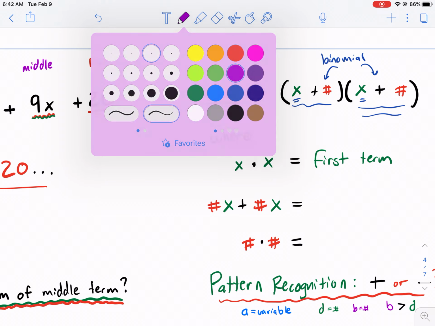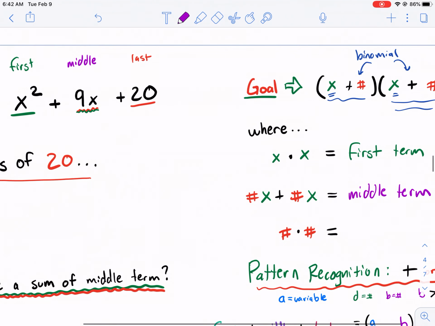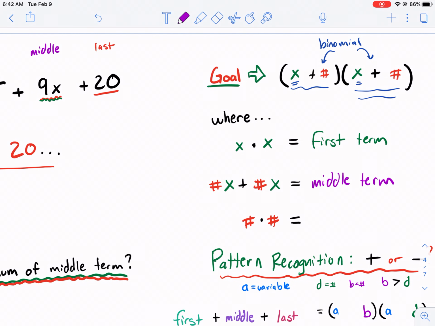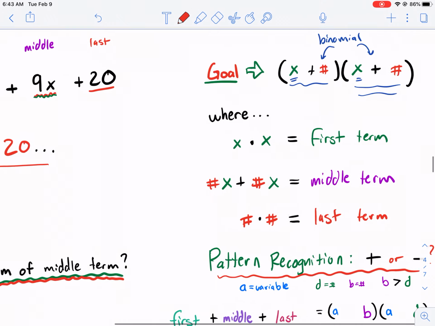This one's the most complicated. This is the one that gives people the most trouble, but that is what we're looking for. And then our last term is simply the last number times the last number. The second slot times the second slot, the last term in both binomials times each other, and that's going to give us our last term. So this is the blueprint of what we're looking for, and we're going to see if we can make it happen.